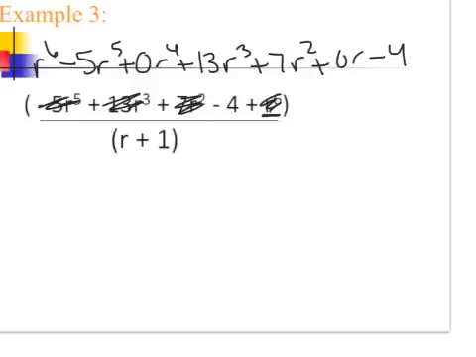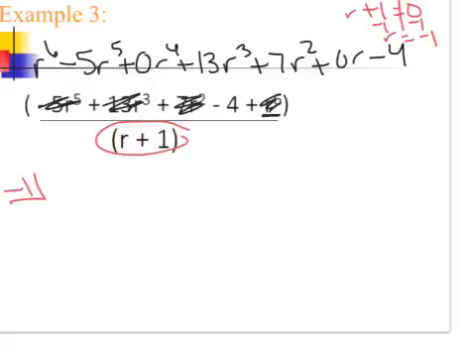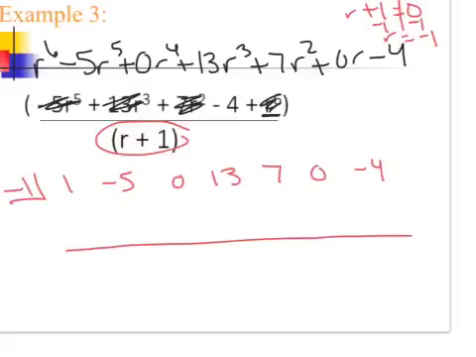So we're going to take our divisor, which is r plus 1, set that equal to 0, and solve. So r equals negative 1. So that's what goes in our box. And then our coefficients in descending order, so 1, negative 5, 0, 13, 7, 0, and negative 4. Leave a little bit of space here.